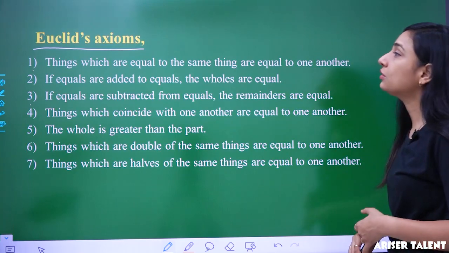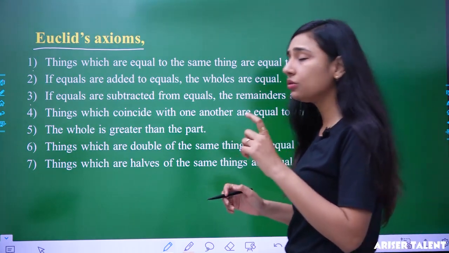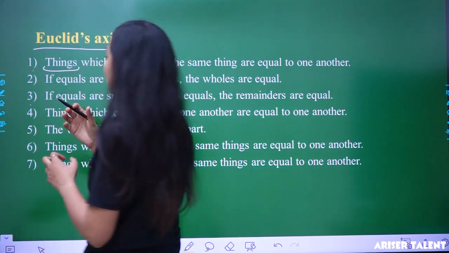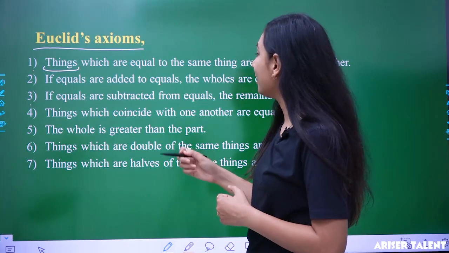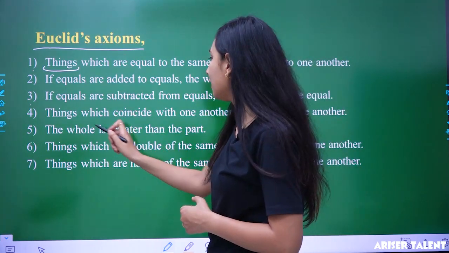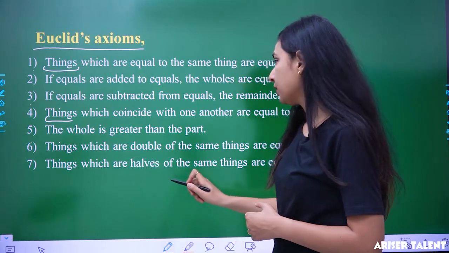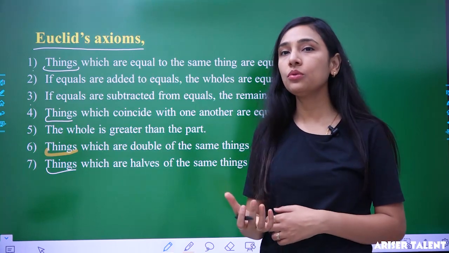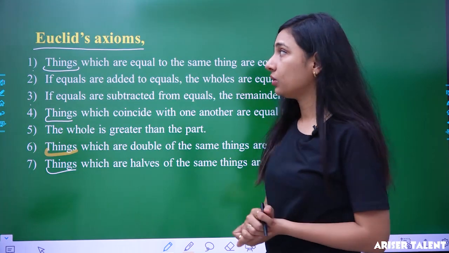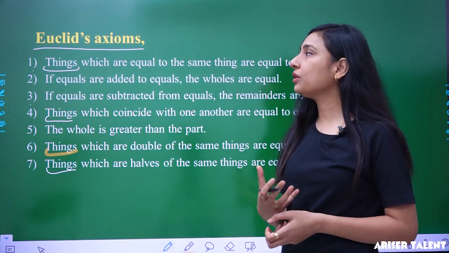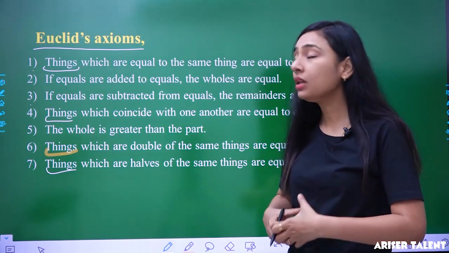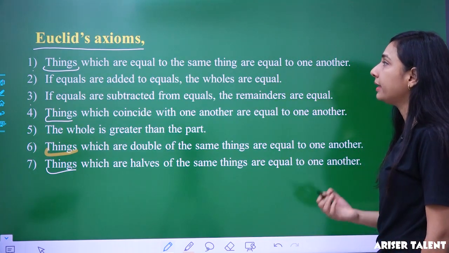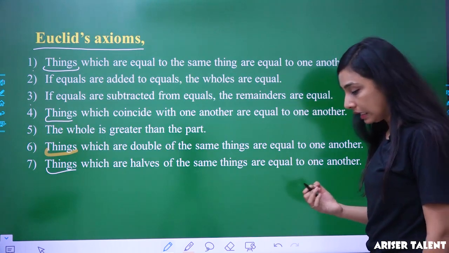The very first thing: in most of the definitions, a very interesting word is used, and it is called thing. It is not referring to any particular word like shape, but it uses thing. Now, things which are equal to the same thing are equal to one another.